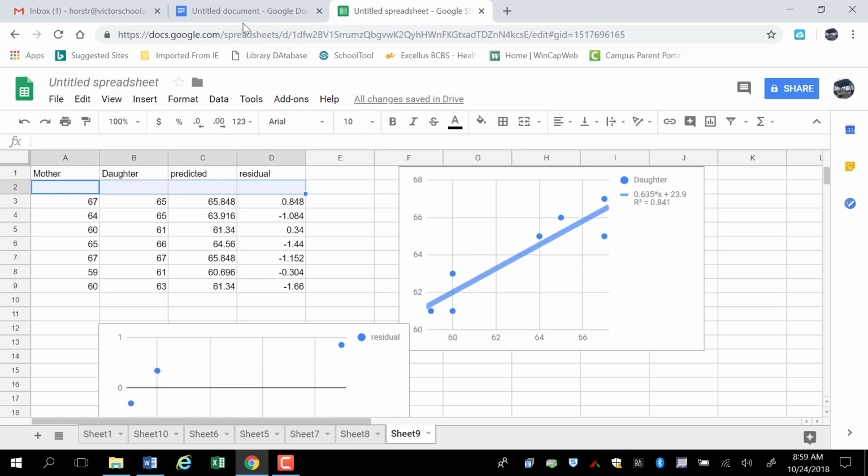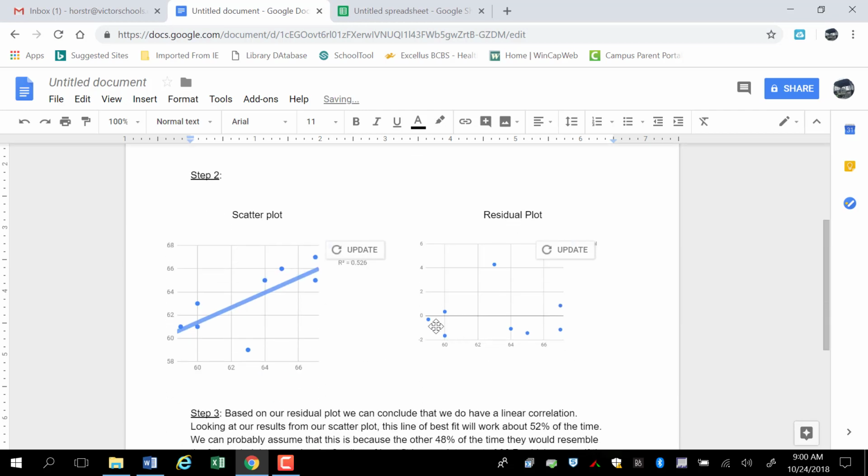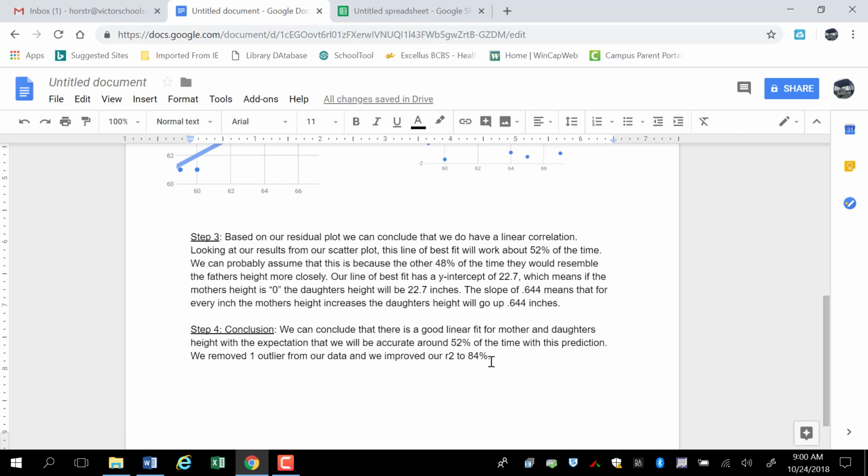If you wanted to take that away, you could, but then you would say we removed one outlier from our data and we improved R squared to 84%. Again, it fixes it up here, so I can just click update. So you can do that. If you removed an outlier, we removed our outlier, moved to 84%, but also indicate what the outlier was.